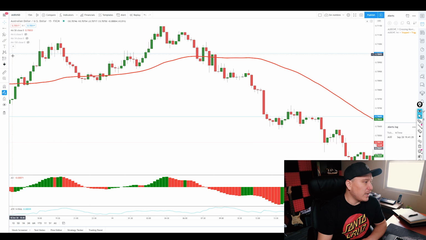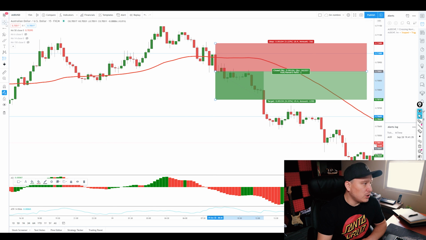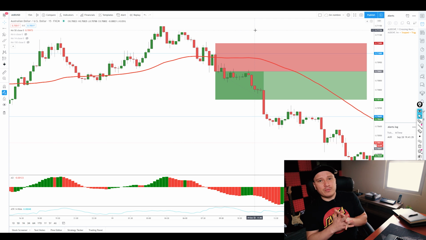Now, how are we going to enter this point? We're going to enter a short position at the closing of that candle. That was the third confirmation. And we're going to set the take profit and the stop loss.